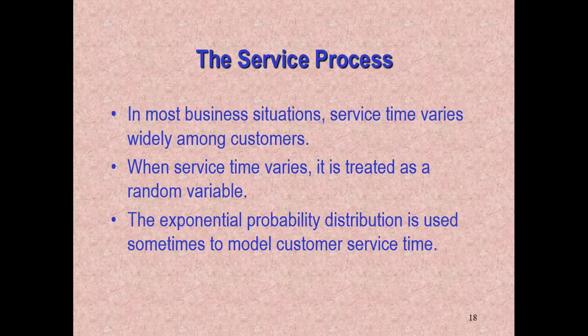The service process, okay? In most business situations, service time varies widely among customers. When service time varies, it is treated as a random variable. Okay, so I'm going to talk a little bit about queues, and we're going to talk about arrival versus service. So when we talk about arrival, this is how things arrive at our queue.